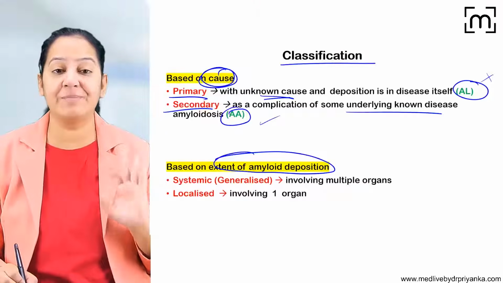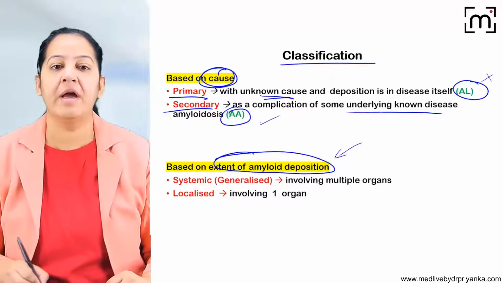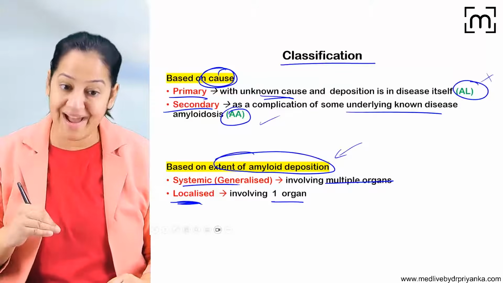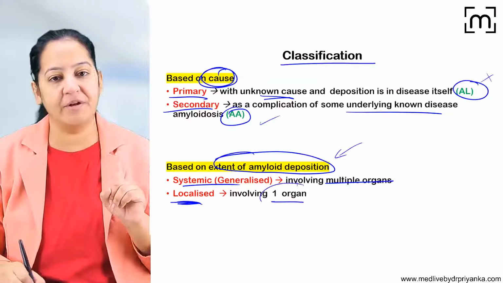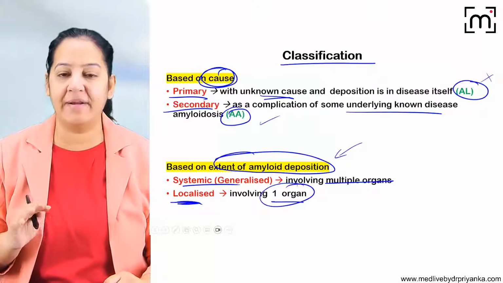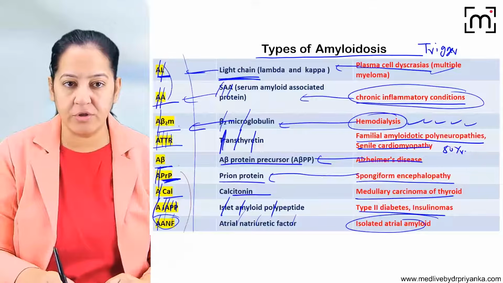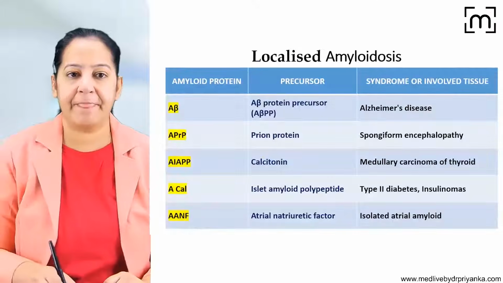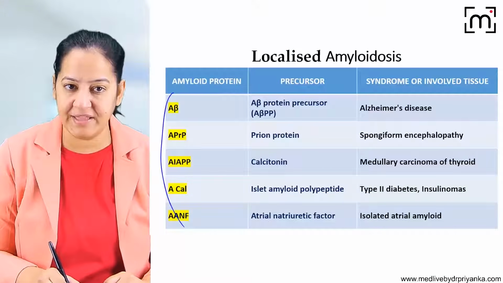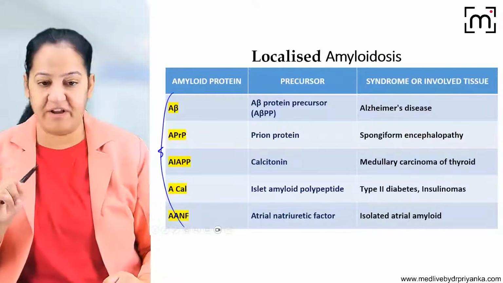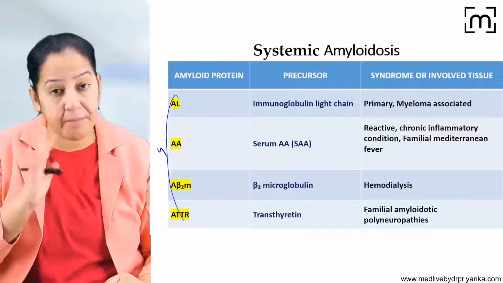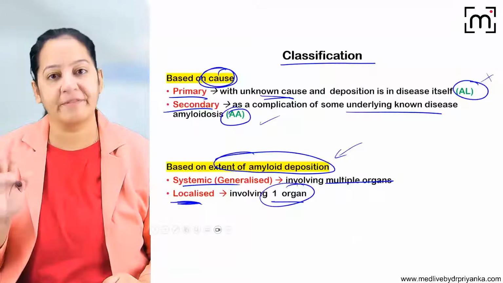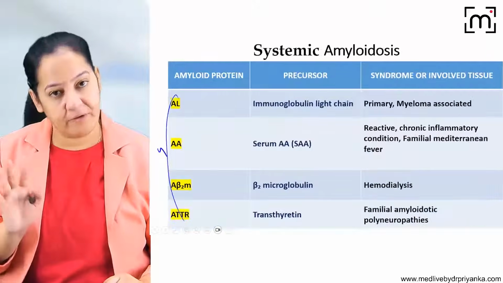And the second type of classification is based on the extent amyloid gets deposited in the human body. The amyloid can deposit in one particular organ or in multiple organs. So it can be localized, or it can be systemic. Localized means amyloid deposited in one organ, and systemic means amyloid gets deposited in multiple organs. So here I taught you 1, 2, 3, 4, 5, 6, 7, 8, 9 types of amyloid. Out of the 9 types, in 5 the amyloid is localized, deposited in one organ, and in these 4, amyloid gets deposited in multiple organs. So first learn the 9 types. Out of them, 5 are localized and 4 are systemic.